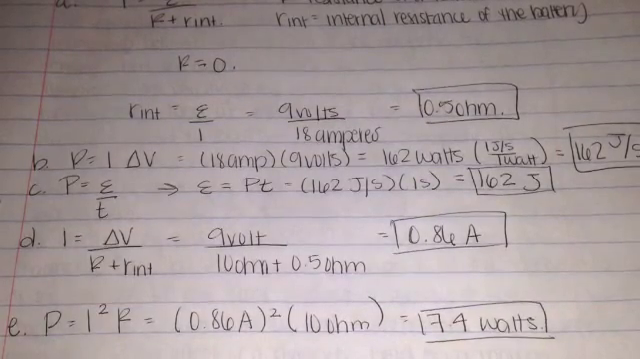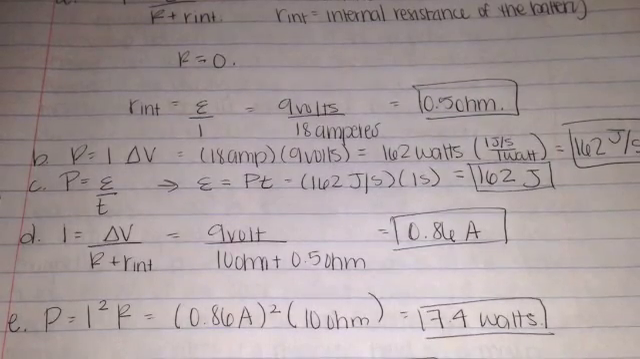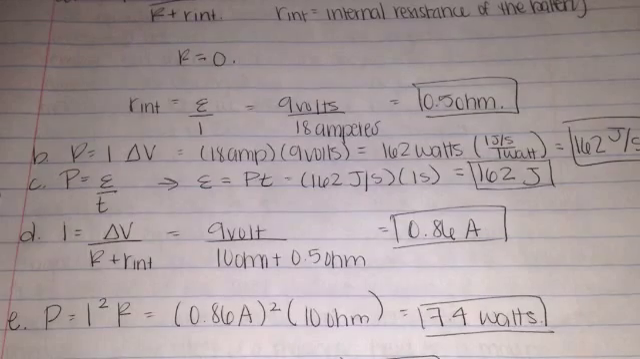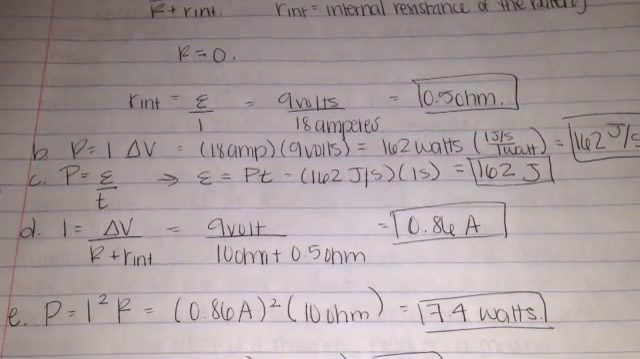And then for part E, the power dissipated in the 10 ohm resistor comes out to equal 7.4 watts.